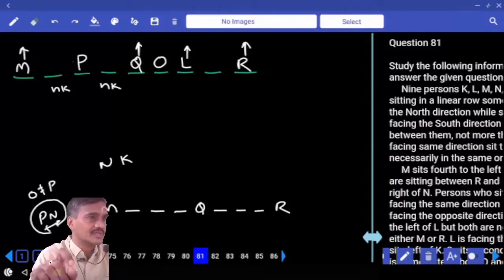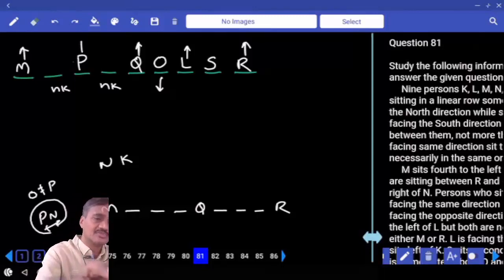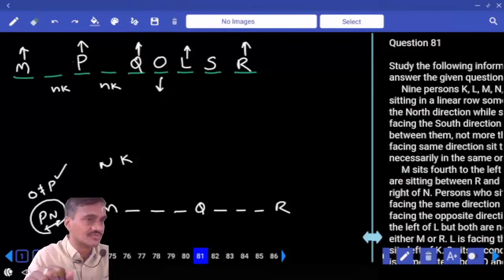And together, N sits second to the left of K. And S sits second to the left of O. S is here, seated second to the left of O, which means O must be facing south. If O is facing south, O and P are facing opposite directions. O is south, so P must be facing towards north. We are done with this information.